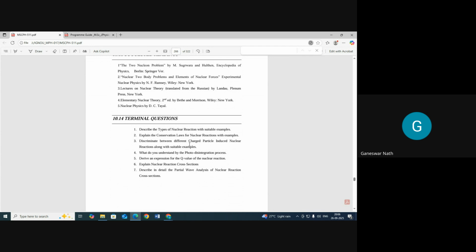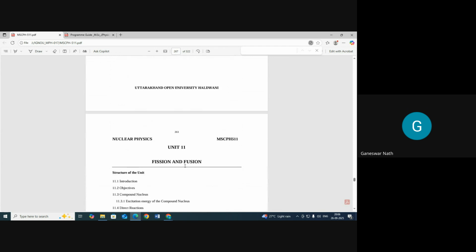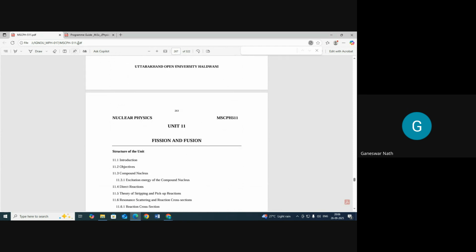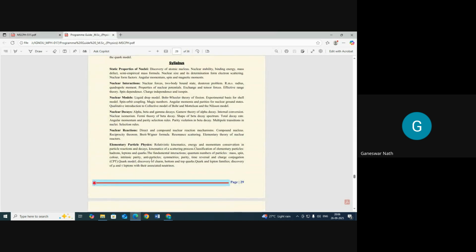Discriminate between different charged-particle induced nuclear reactions like alpha p, alpha n, alpha d. You have to distinguish these reactions. There is also a question on deriving the expression for the Q value of a nuclear reaction; you may do that one. So these are the things that we cover in nuclear reactions here. Only one module is left, that is elementary particles.